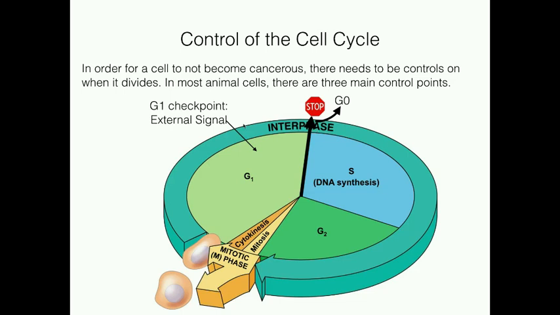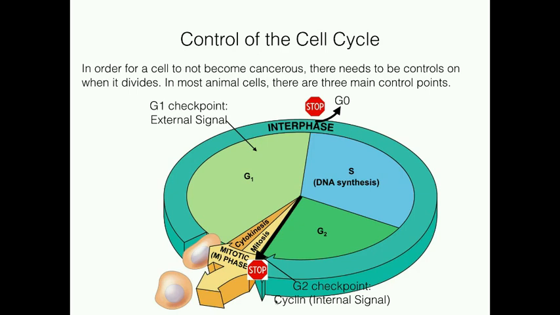But if this cell does get the external signal, the hormone, to reproduce, then it passes the G1 checkpoint and moves on to the next checkpoint. Like it goes through S phase, doubles its DNA, goes through G2, and at the end of G2, there's another checkpoint. This is controlled by internal signals, specifically an internal protein called cyclin, which is the internal protein that controls the cell cycle.